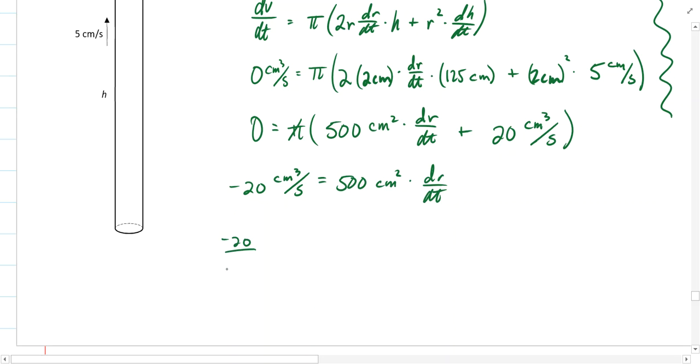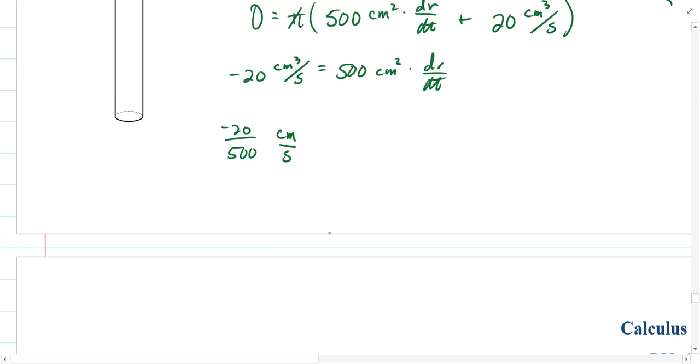And -20 divided by 500 is going to be some decimal that we can reduce. And centimeters cubed per second divided by centimeters squared leaves us with a unit of centimeters per second, because the cube can be reduced by a factor of 2. And so now we're looking at a rate of change of -20 over 500 centimeters per second, dr/dt, the change in radius with respect to time.